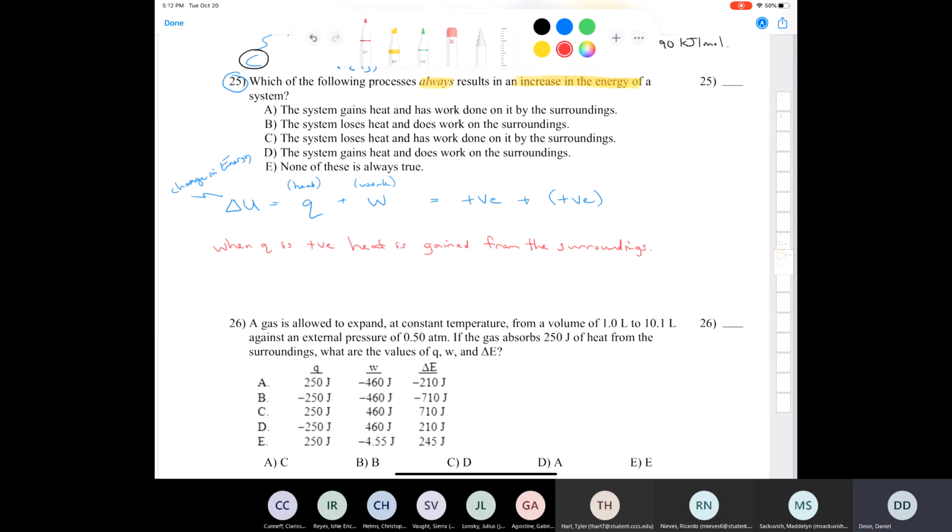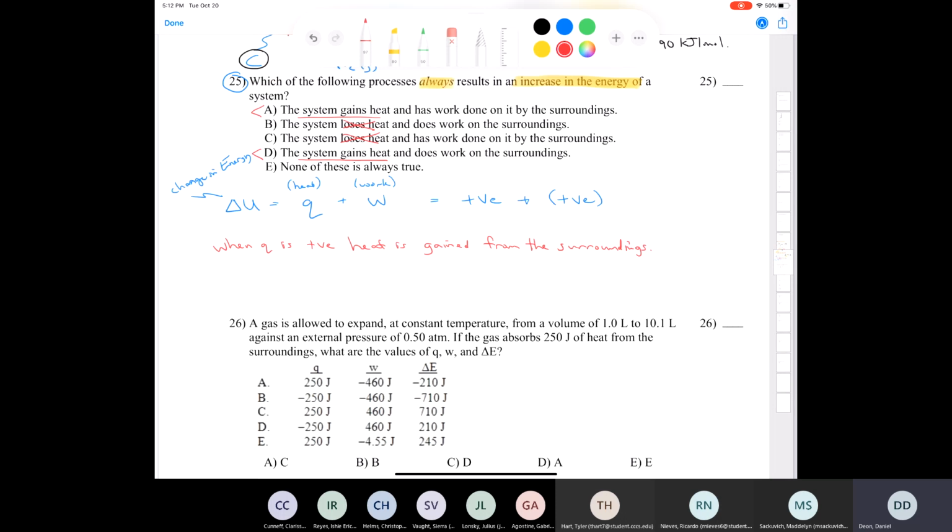So if we look at the possible answers, the system gains heat and has work done on it by the surroundings, so that's definitely a possibility. The system loses heat. You can see that the next two have loses heat. That is not an option because we have to have heat gained by the system. And so you can see in D we have heat gained by the system, and then E, we'll see if E could be an answer. But right now it's going to be either A or D.